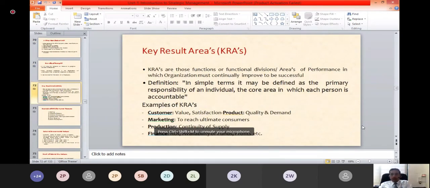Then we discussed about the key result areas, KRAs. These KRAs are those functions or functional divisions or areas of performance in which the organization must continually improve to be successful. To become successful, what areas are important? Those key result areas we discussed.